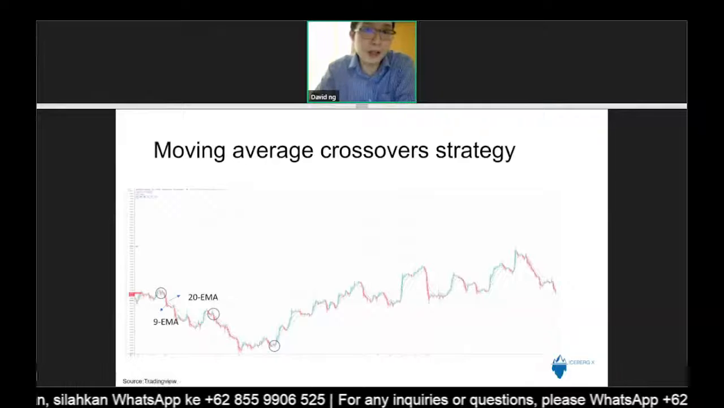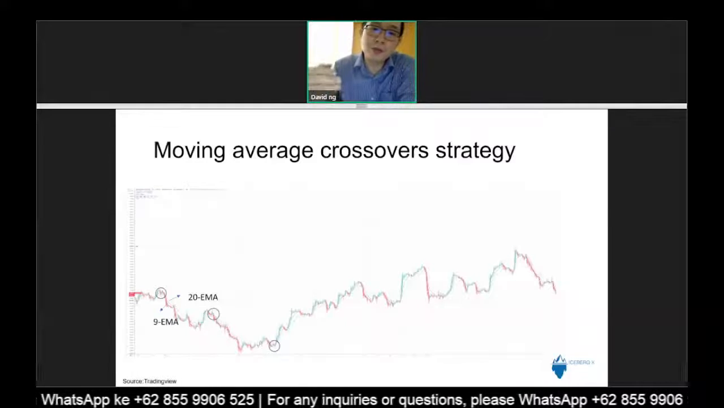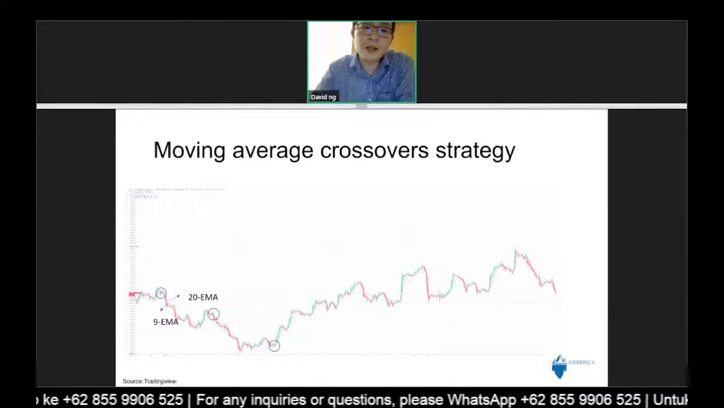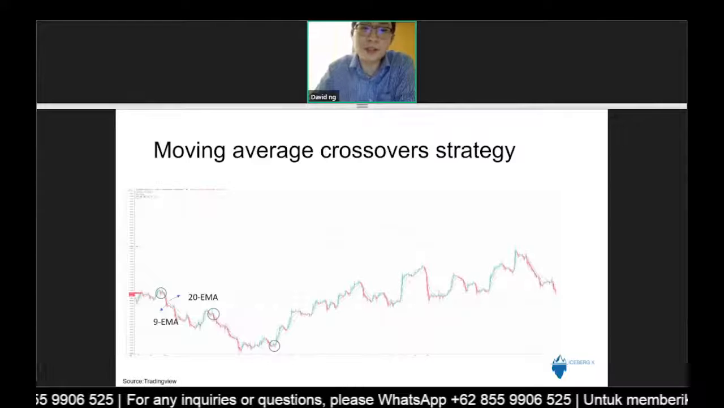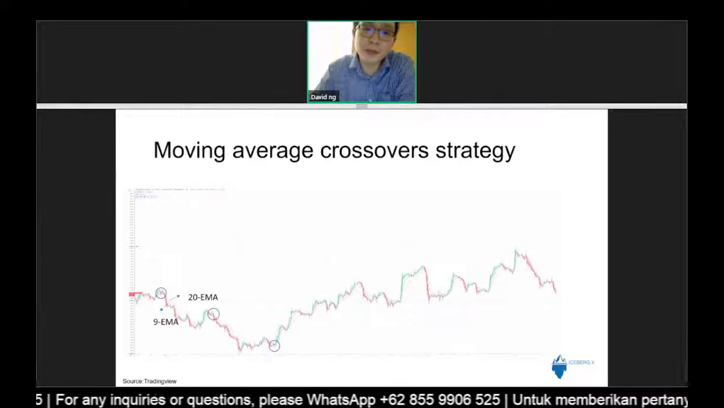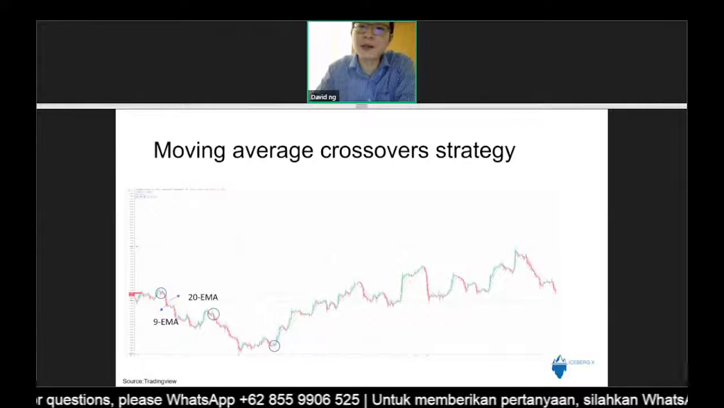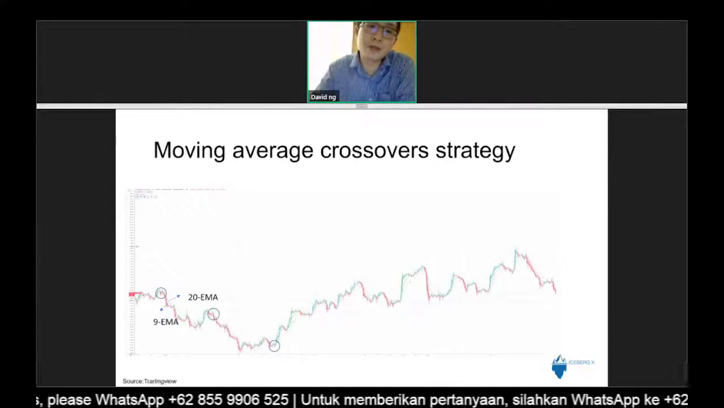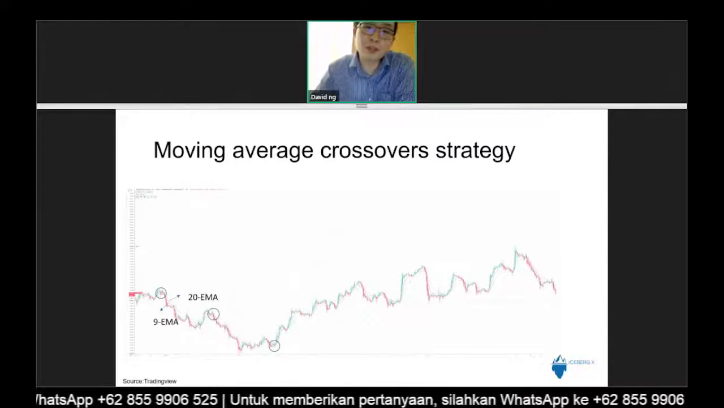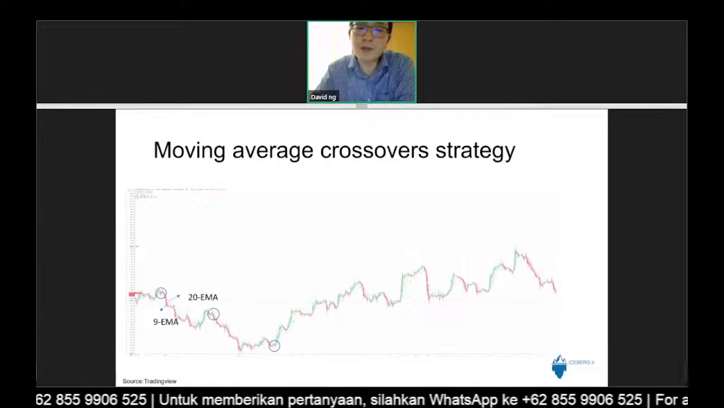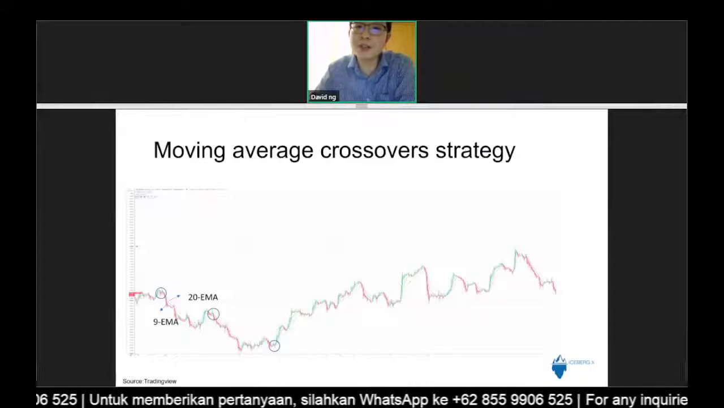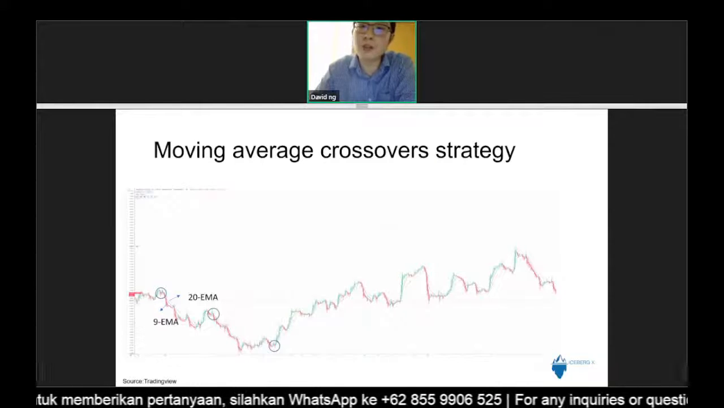Now, besides Heiken Ashi alone, you can use Heiken Ashi together with moving averages. One of my moving average examples is to use the exponential moving average, comparing two different periods. One is the 9 period and the other is the 20 period. Why must there be two? Because you need one to be a shorter time frame and another that's a bit longer. The 9 period is the shorter one, and the 20 period is the longer one.